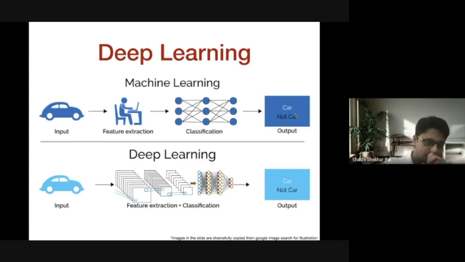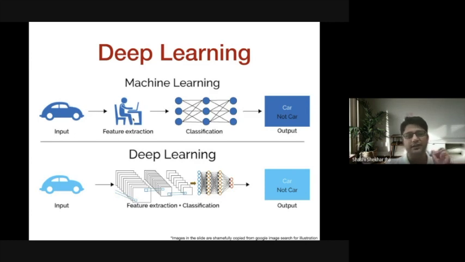So in a typical machine learning, for the same task, what are the steps involved? Given the input image, first you do feature extraction. You try to find or extract the features from this car. Now, what could be the features? Maybe how many circular patterns are there in this image, how many corners are there, how many edges are there, and similarly, a lot of such features could be extracted.